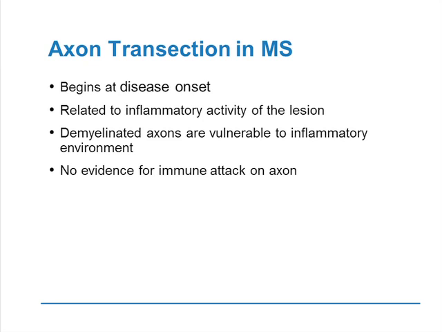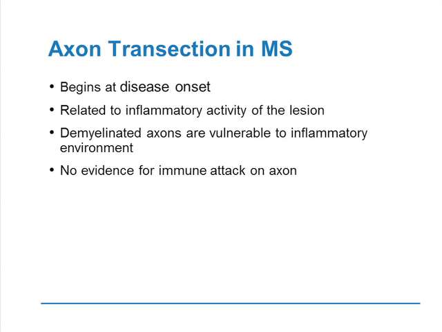So we had an individual in that study that had a 2-week disease duration, had active lesions, and all active lesions, as far as we have seen, have significant axonal transection. We believe the transection is related to the inflammatory activity of the lesion, so it's collateral damage, that is that the demyelinated axons are vulnerable to the inflammatory environment.